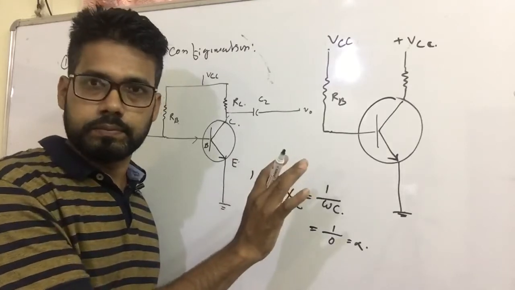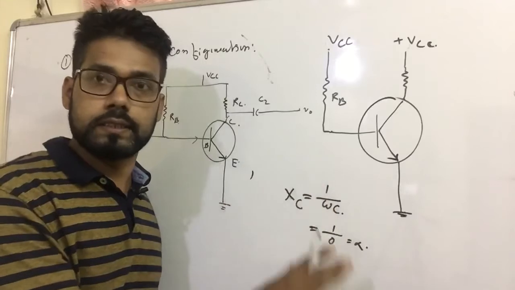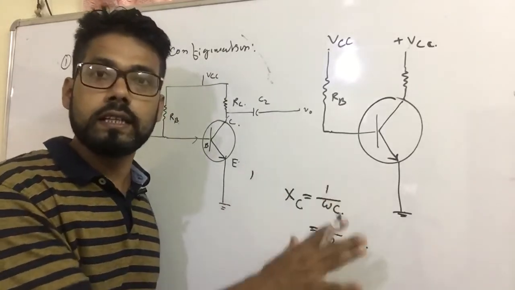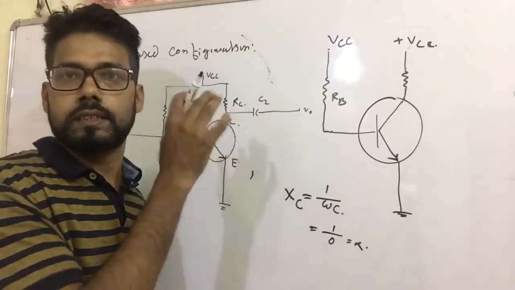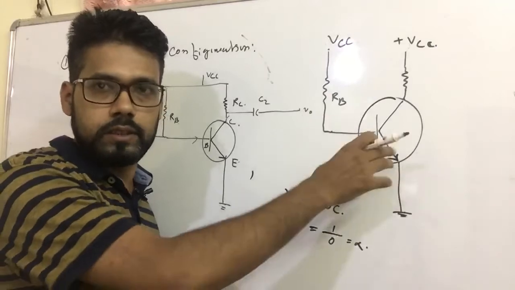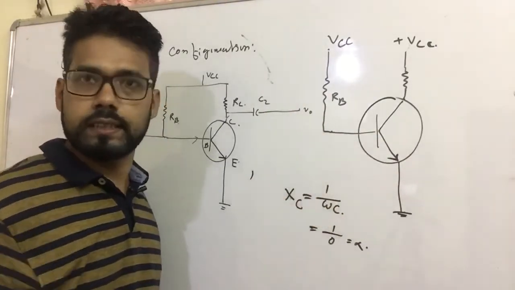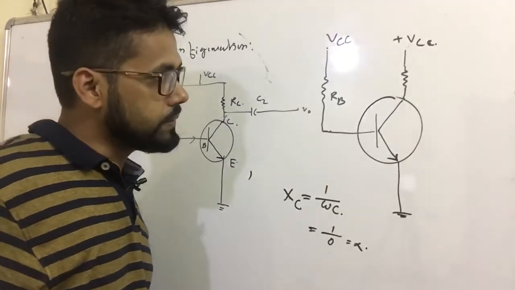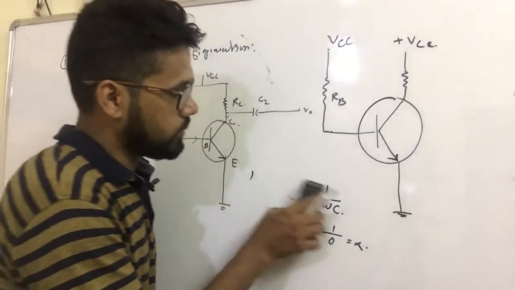Is it clear? We have to analyze the circuit after removing the capacitor from the circuit. Okay, this is only for analysis. But in the original circuit, the capacitor will be there. We simplify the circuit under DC condition so that we can easily understand. That is why this is the equivalent DC circuit. This is clear. This is the equivalent circuit.